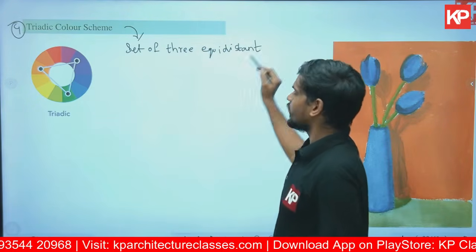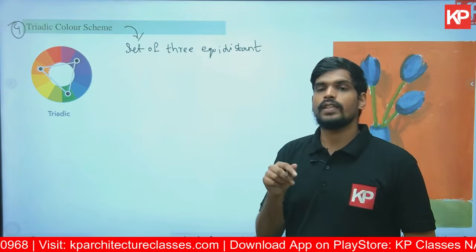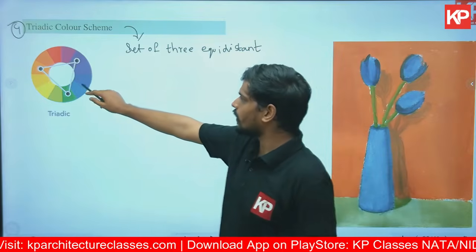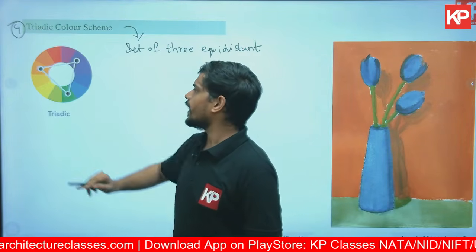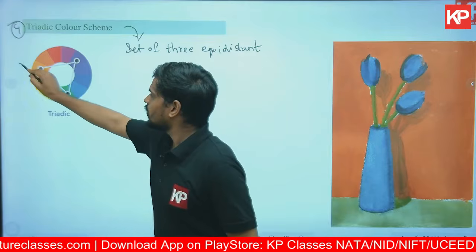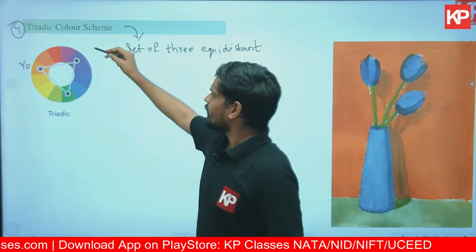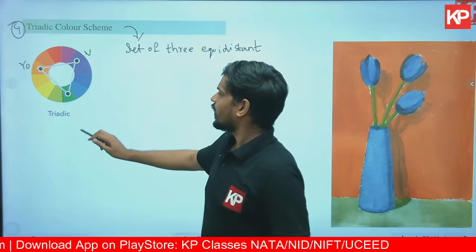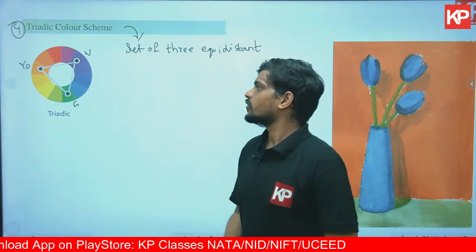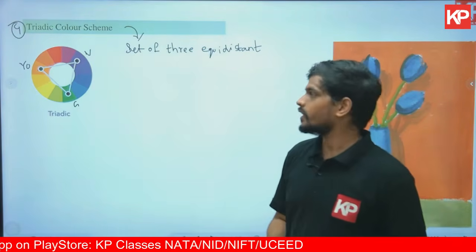What is the meaning of equidistance? Equal distance. Three colors which are equally distant. If you see over here, this is, say, yellow orange, and this is violet, and this is green, right? So these three are equally distant with each other.